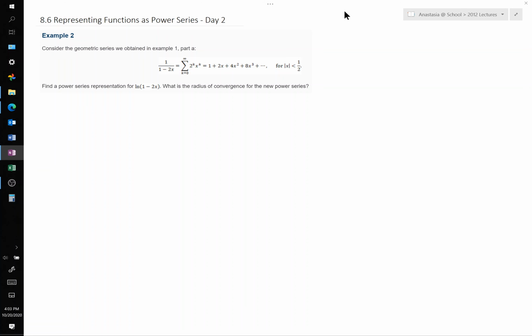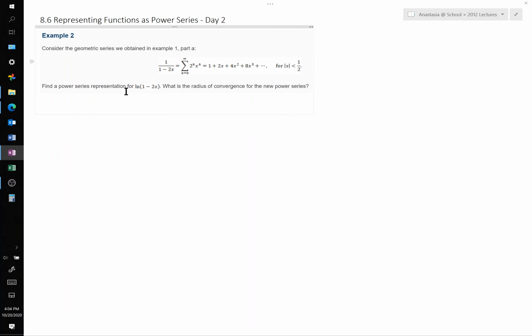So we have the function 1 over 1 minus 2x equal to the sum from k equals 0 to infinity of 2 to the k x to the k. If we wrote out our terms, we would have 2 to the 0 times x to the 0, so that gives us 1, then 2 to the first times x to the first, so 2x, 2 squared x squared, so that's 4x squared, and so on and so forth. And we had that our interval of convergence was x strictly between -1/2 and 1/2, or we could write that as the absolute value of x is less than 1/2.